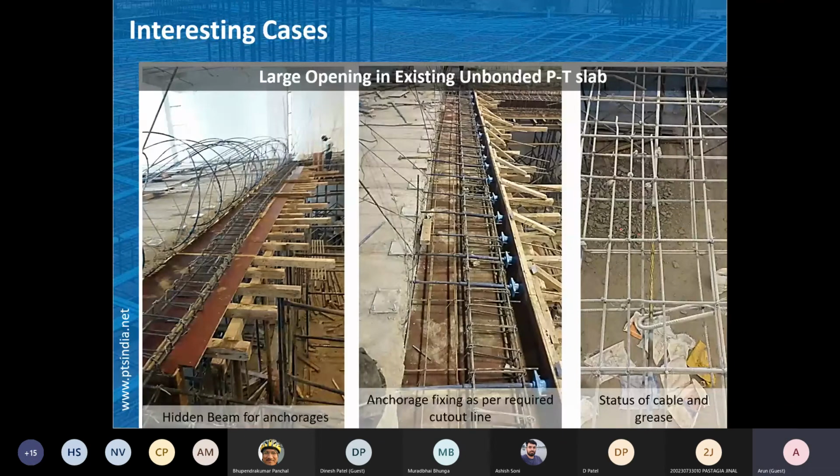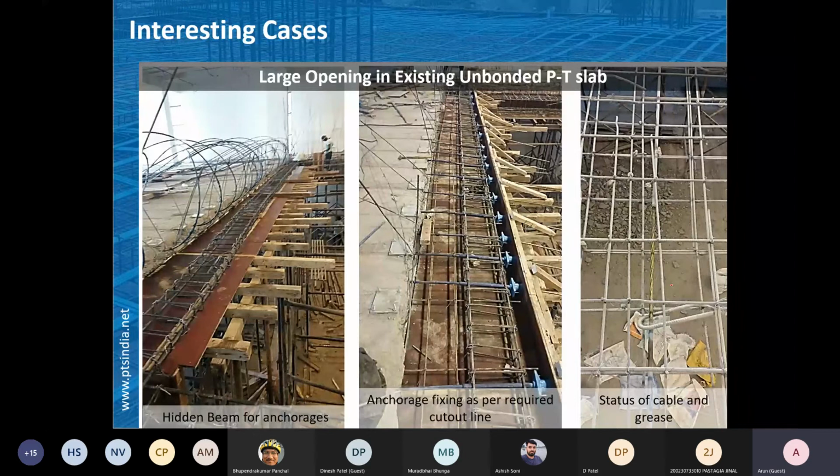And then here you can see these are the cables, and the anchorage treatment is being fixed over here. There is a slab hidden beam, and across from this hidden beam, the anchorages are being fixed. Meanwhile, we also washed out and checked the condition of the cable. This was initiated after 1.5 years of the construction. Still the cable is intact, in good condition. The grease is also working well.